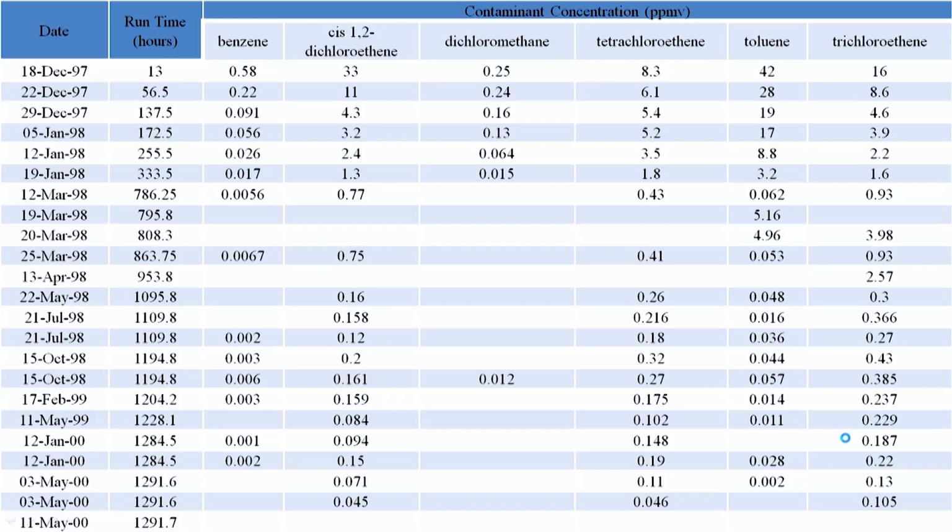So, zone 1, let us look at that in greater detail. As I mentioned, they started pumping it out in 97 and went to mid 2000, and here you have an idea about the time it was pumped for. It looks like almost 1300 hours. Again for the different contaminants, keep in mind this is ppm volume. So, this is in the gaseous phase. All these concentrations are the concentrations in the gaseous phase.